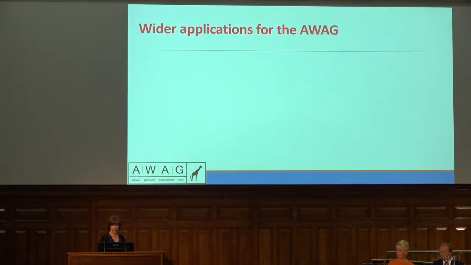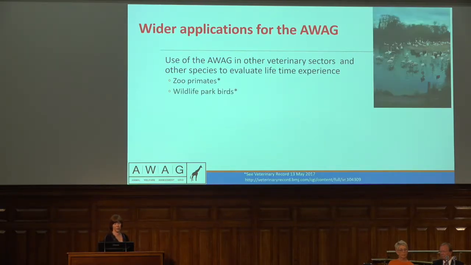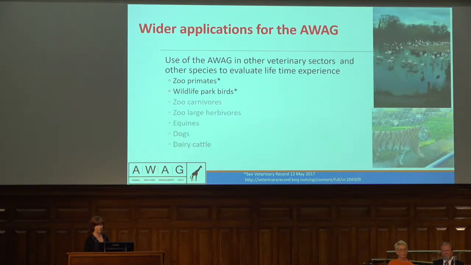And we need an objective measurement so that we can justify if reduced quality of life is okay and acceptable. So there are wider applications for the welfare assessment grid, and we've used it now in other veterinary sectors apart from laboratory animals to evaluate lifetime experience. We've used it in zoo primates and in wildlife park birds to see whether we could use it on groups of animals rather than just individuals. That's been published in the Vet Record last year.